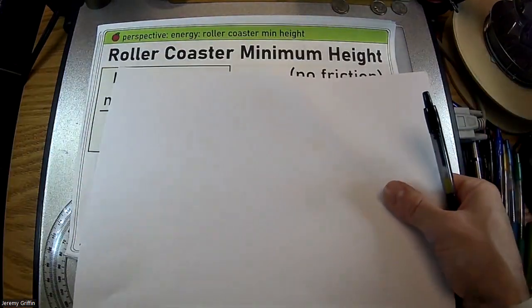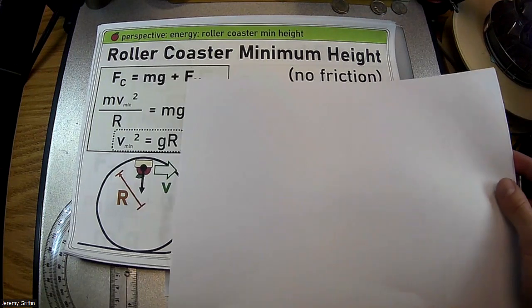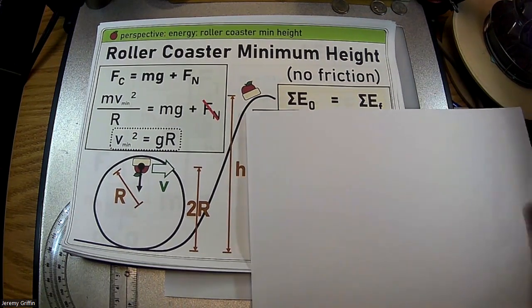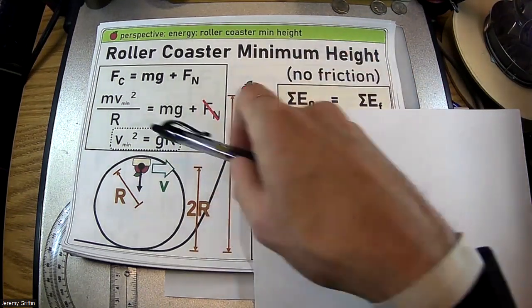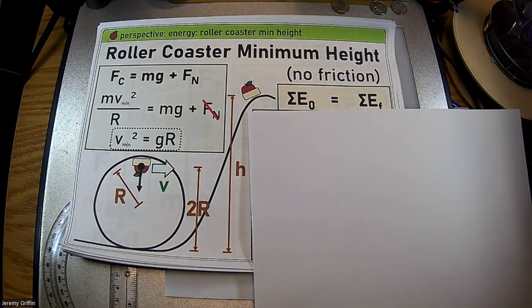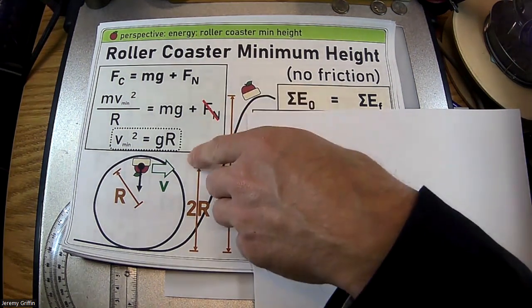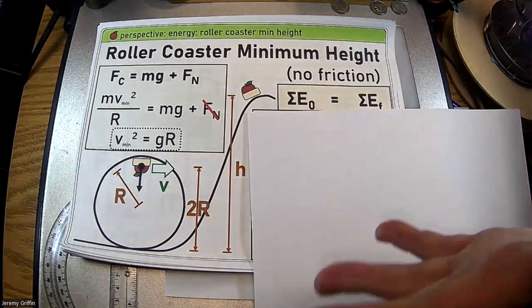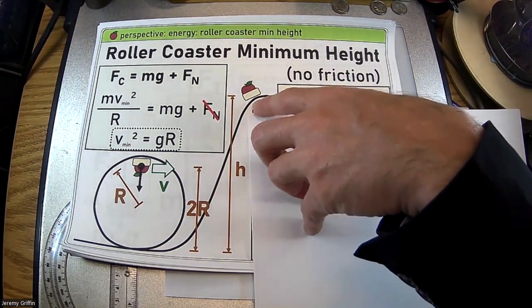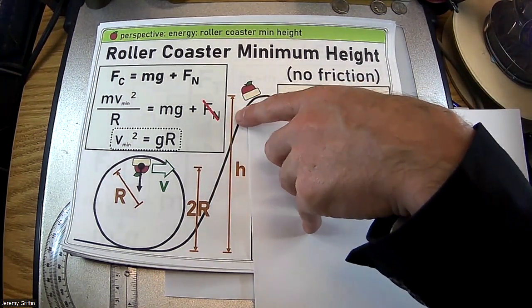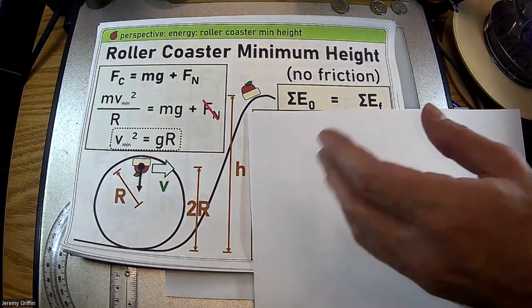Roller coaster minimum height. Maybe there's a scenario where you want to figure out the minimum height of the roller coaster so you can drop it and it's guaranteed to get around. You guys saw a video where some guy dropped a bowling ball, which has the extra complication that it's rolling, but let's ignore that. Say frictionless surface or little tiny wheels. So this is a two-part problem.